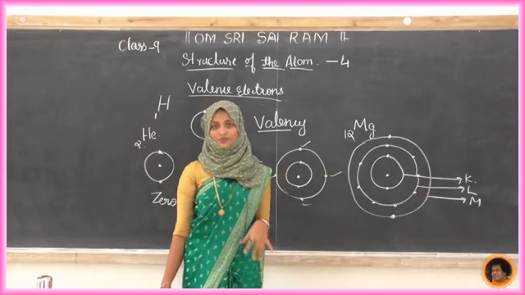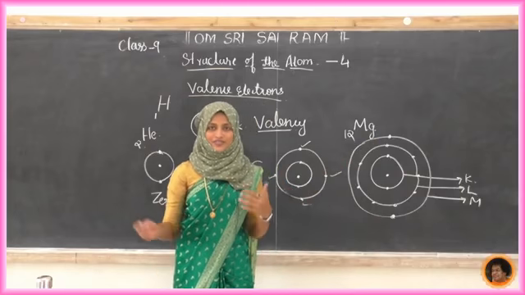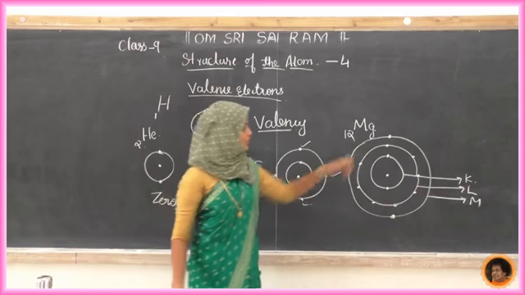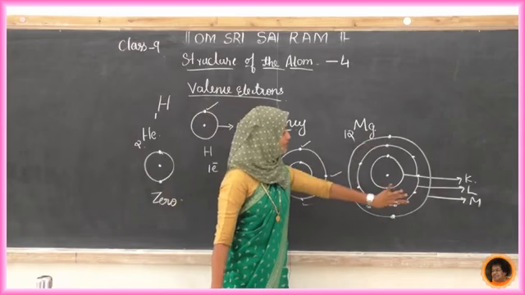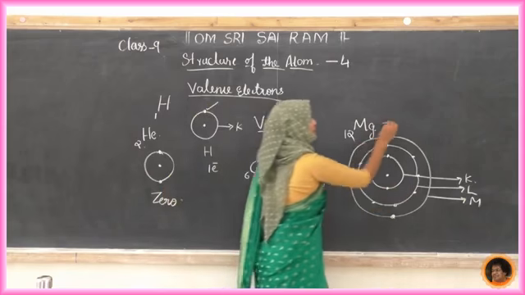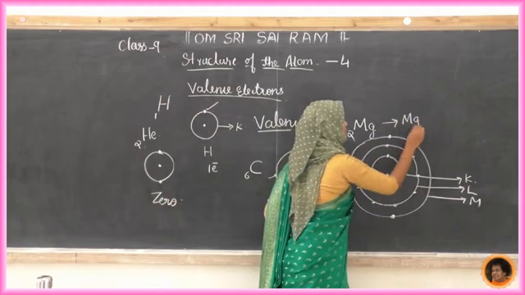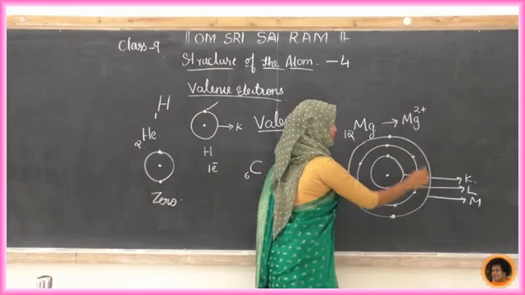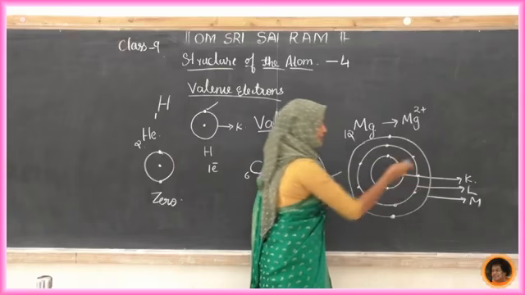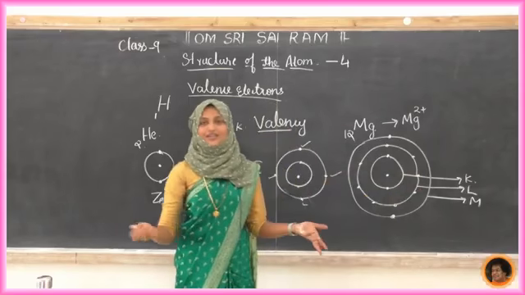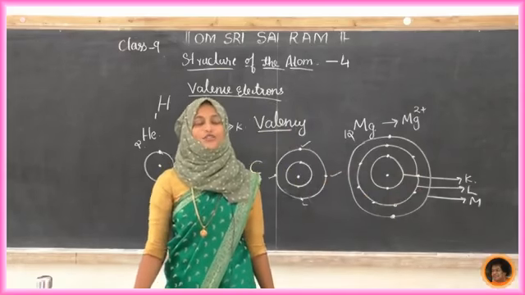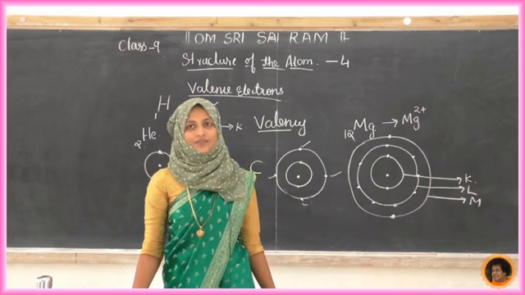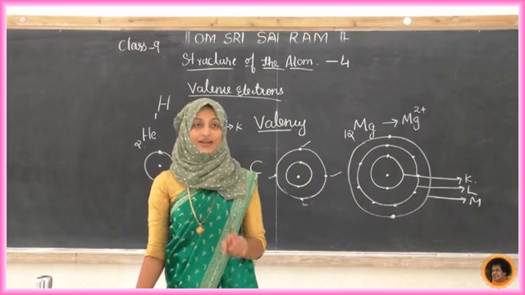Valency is 2 now. Okay, if it is going to lose these 2 electrons, then it will become Mg2+. So which outermost shell will come? L will come as the outermost. So it satisfies the octet rule. Come to know? Yes, same as that.